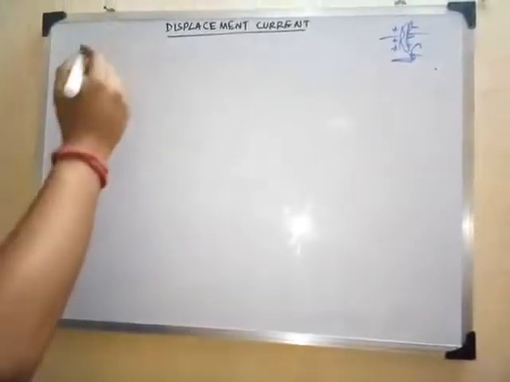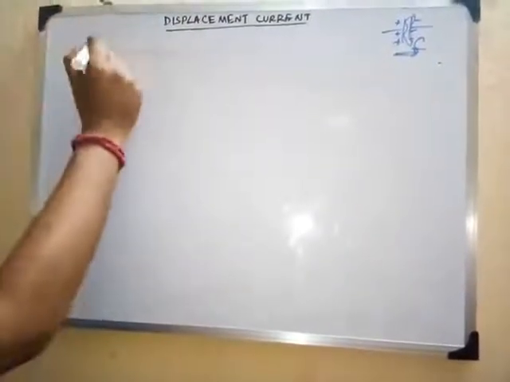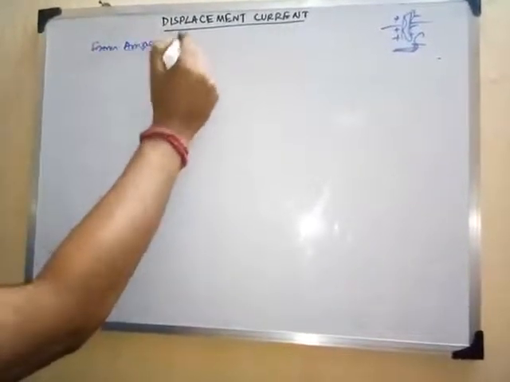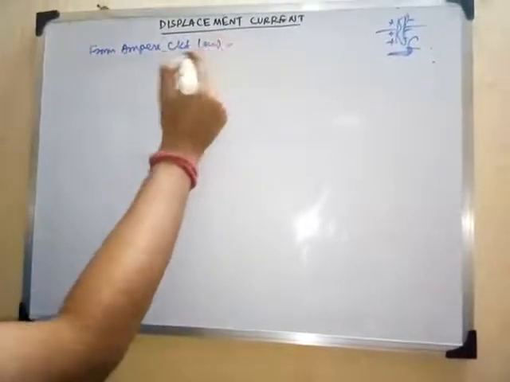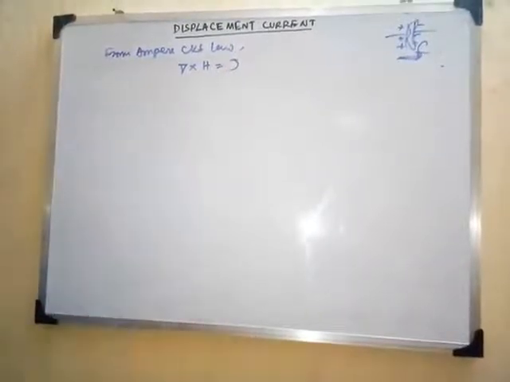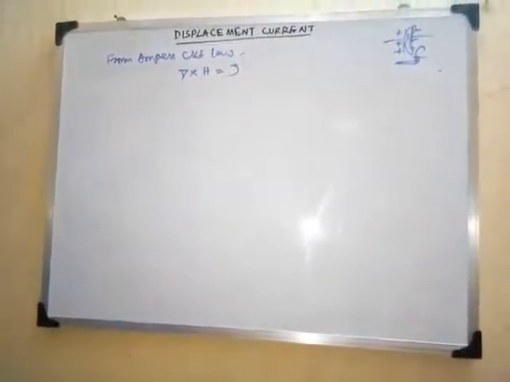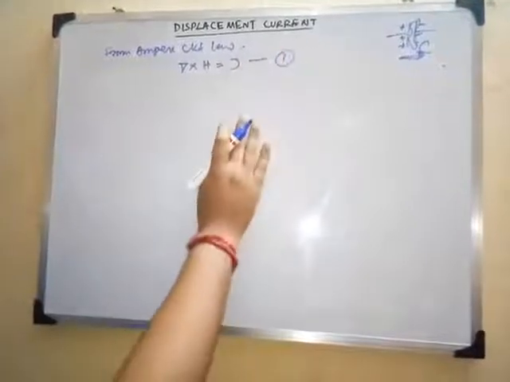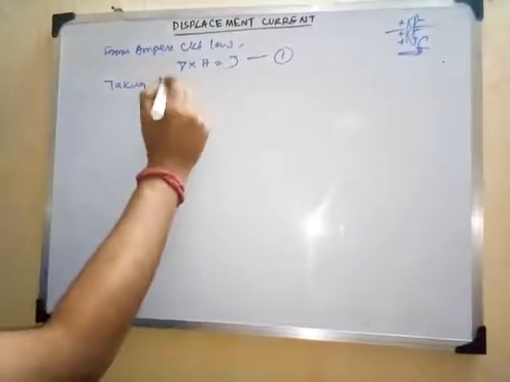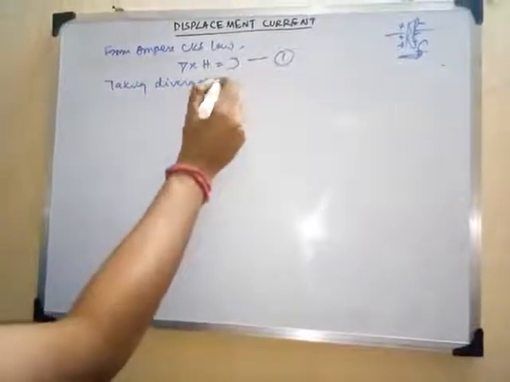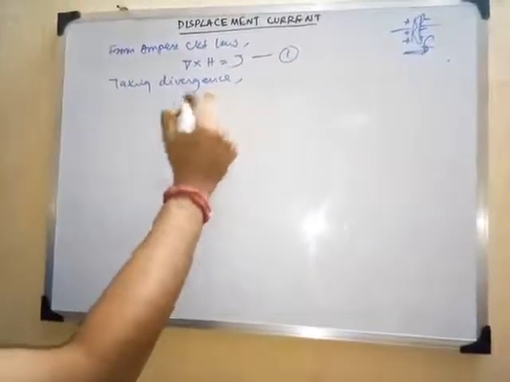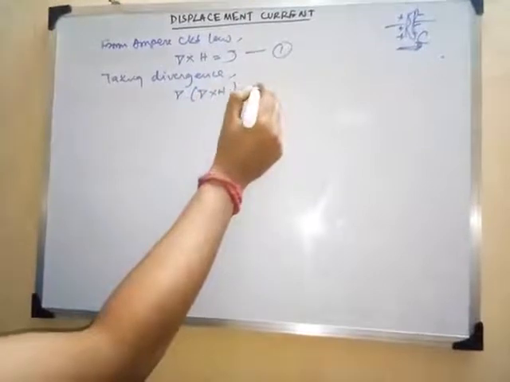So we will start from the Maxwell equations, the Ampere circuit law. From the Ampere circuit law what we obtained is the relation between H and J. So this was the expression that we have got: del cross H equals J. Let us mark this as our equation 1. Now we take the divergence of both sides, so that del dot del cross H will be del dot J.